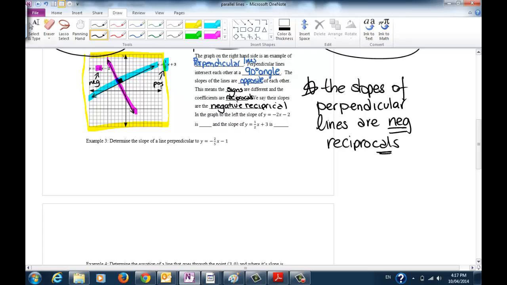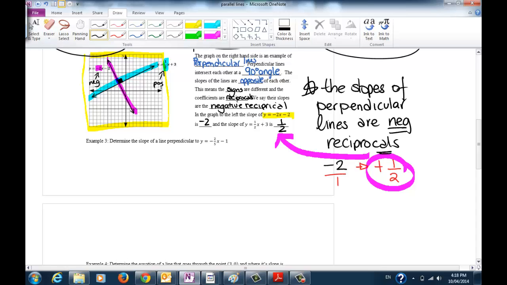Okay, so again, just to finish this off, in the graph to the left, the slope of y equals -2x minus 2 is -2, and the slope of y equals 1/2 x plus 3 is 1/2. Now, if I just look at -2, remember any number can be written over 1. If I was going to find the negative reciprocal, a negative times a negative becomes a positive, and then I reciprocate, so this becomes 1/2. Oh, look, this is the same as that, +1/2. Okay? All right, example 3.